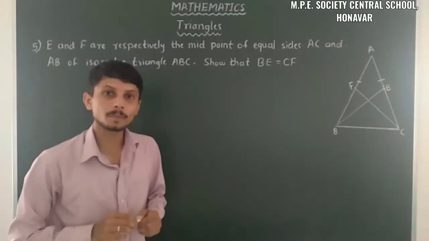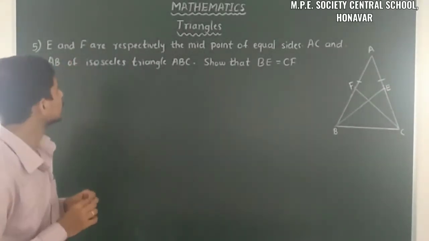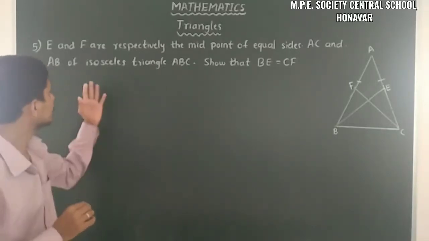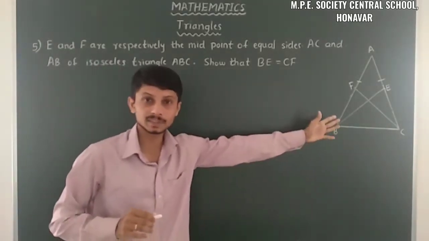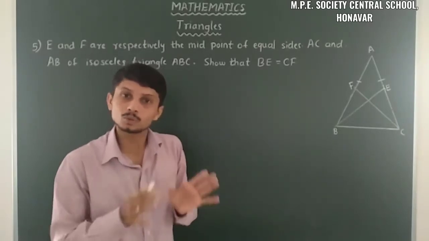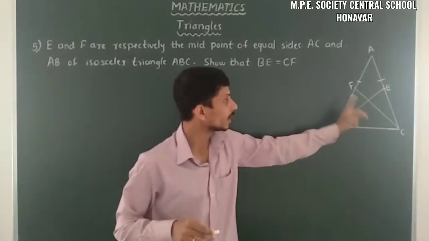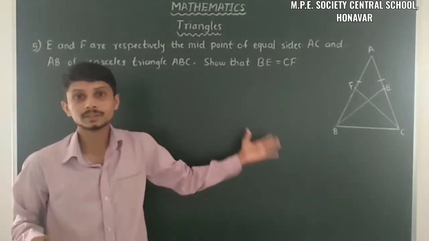Let us take the fifth problem. Here the fifth problem tells us that E and F are respectively the midpoints of equal sides AC and AB of isosceles triangle ABC. Here isosceles triangle ABC is given, and E and F are midpoints of those two equal sides. Also observe BE is joined and CF is joined. So we have to show that BE is equal to CF.